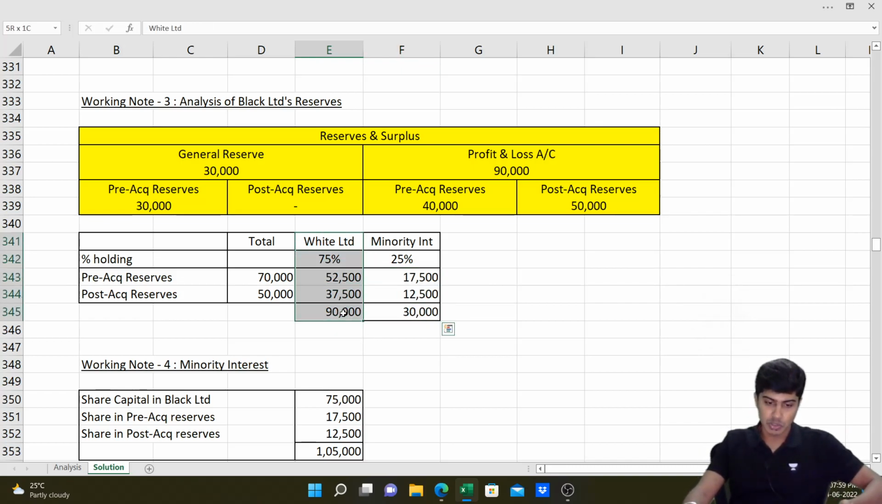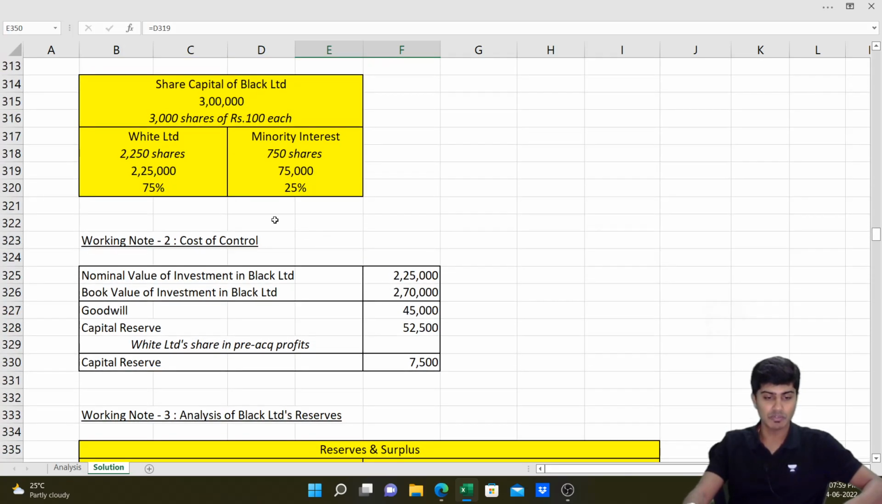Total money that belongs to White Limited is 90 from the reserves. Total that belongs to minority is 30,000 from these reserves. I'll mark this entire thing yellow, stating that we've done it. Now, this 30,000 that belongs to minority will come in minority interest. Here see 17,500, 12,500, 1,05,000. That is because of taking the share capital also of 1,05,000.